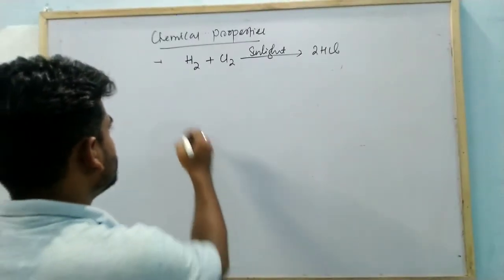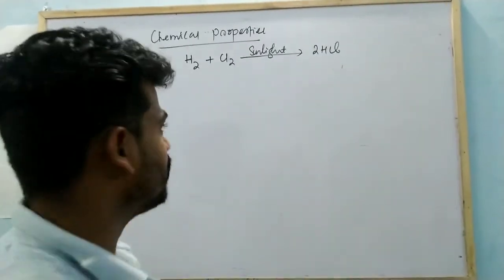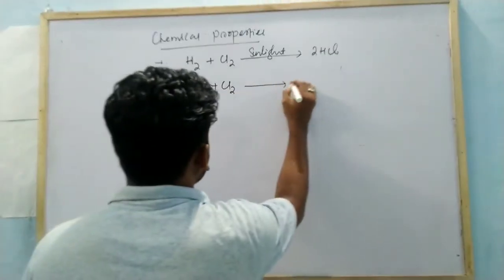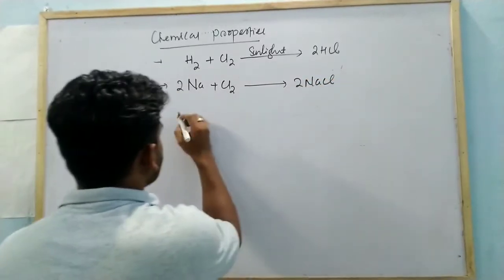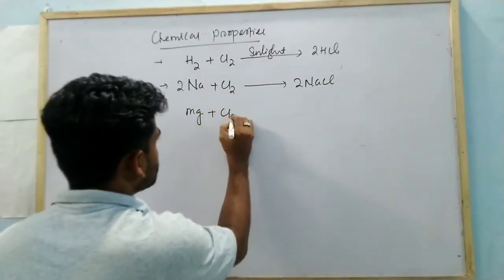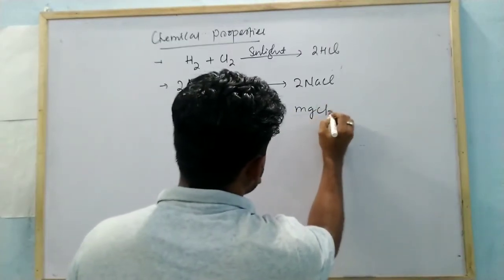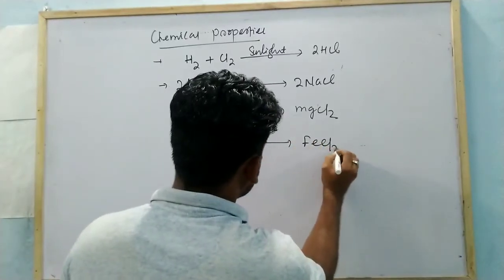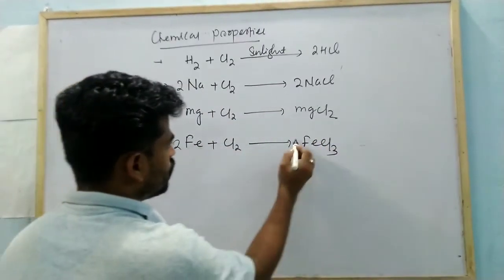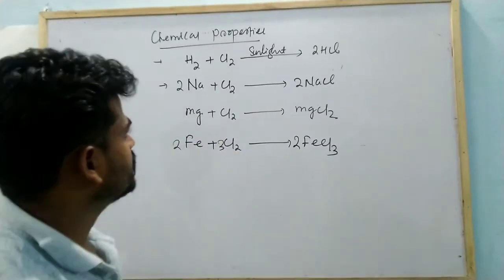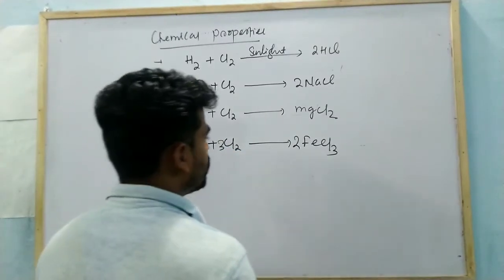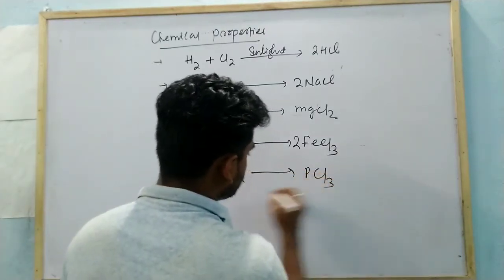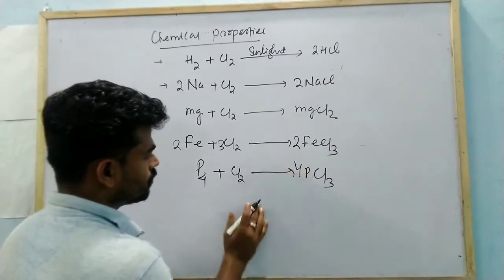Next, it also reacts with some metals and non-metals. Suppose sodium plus Cl2 gives 2NaCl. Magnesium with Cl2 gives MgCl2. Fe plus Cl2 gives FeCl3, and you just balance this equation: 2, 3, 2. So these are reactions with metals. Non-metals: suppose P4 plus Cl2, then you would get PCl3, balanced as 4, 6.